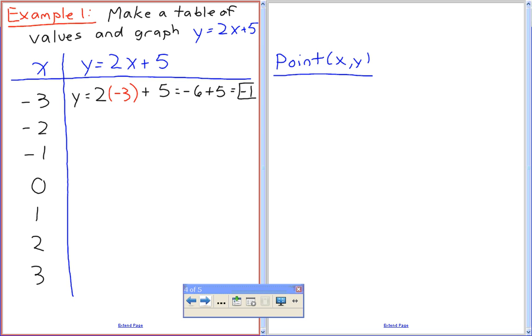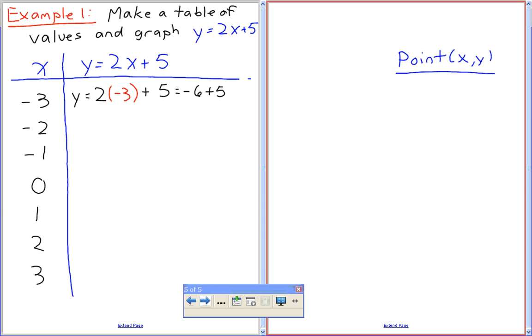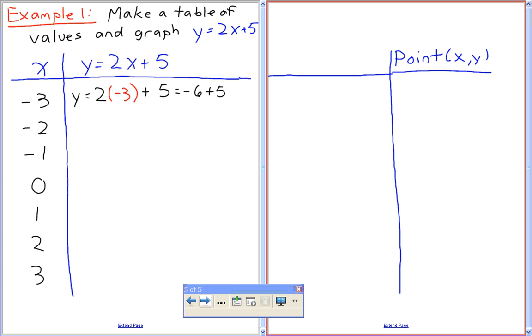Now, I'm going to spread this out a little bit before I start, because it looks like I'm not going to have room. Leave as much room as you need to. This is just meant to be rough work in the middle. So if you need to show lots of rough work in the middle, go ahead. So -6 plus 5 is -1.